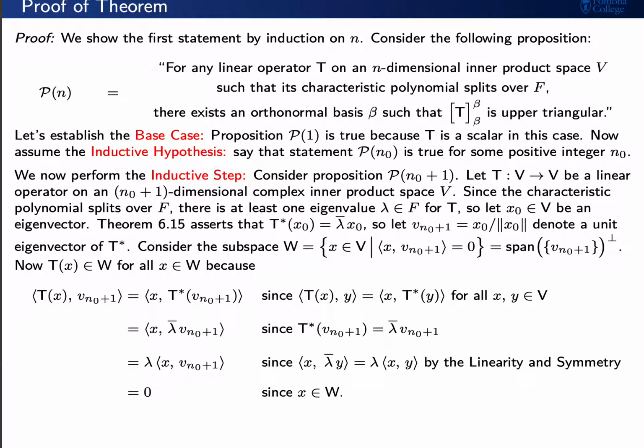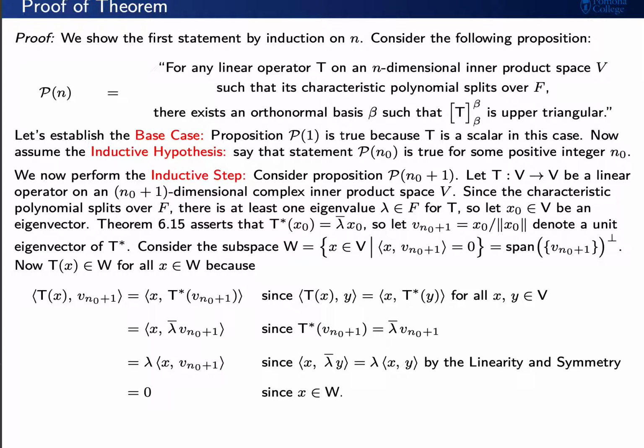Now, for any x in our subspace W, we will show that T of x must also be in this subspace W. Indeed, fix an x in W. Recall that the inner product of x with v sub n0 plus 1 must be 0. Let's now consider the inner product of T of x with v sub n0 plus 1. Using the property of the adjoint, we can slide T to the right-hand side to see that this is the inner product of x with T star of v sub n0 plus 1.